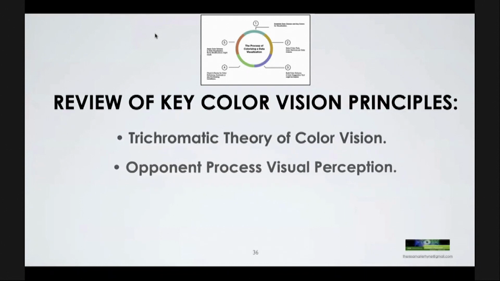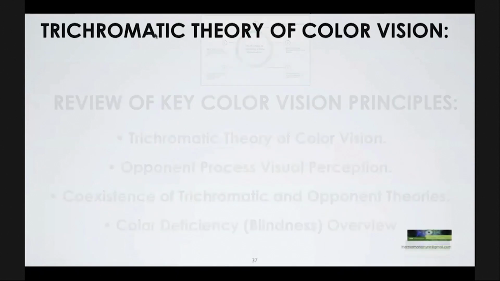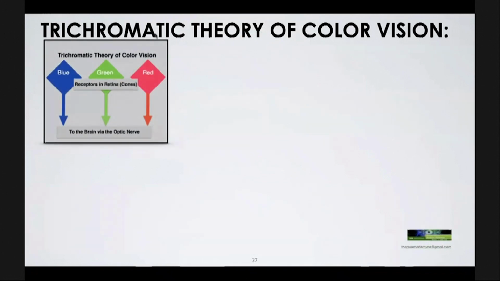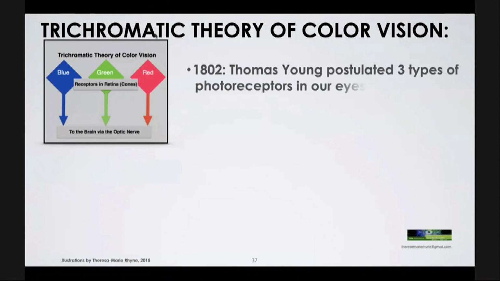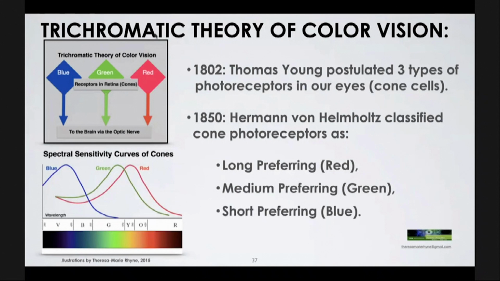Okay, so I'm going to give you some color vision principles. Trichromatic, opponent color processing, the coexistence of both, and color deficiency in more detail. You will not forget about color deficiency after this lecture. Okay, so we have blue, green, and red as our cones in our eyes. And the first person that postulated that we had 3 types of photoreceptors in our eyes was Thomas Young. And Hermann von Helmholtz came along and classified them. Long preferring is red, medium preferring is green, short preferring is blue.